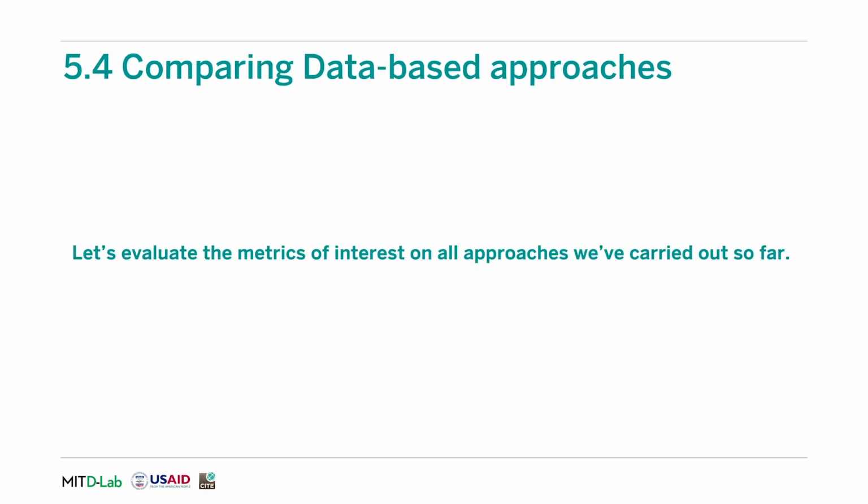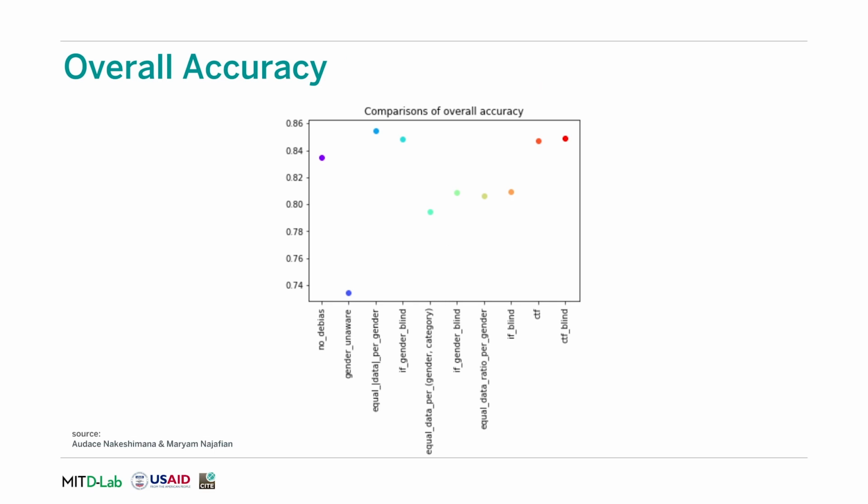So let's compare all the metrics of interest on all the approaches that we've carried out so far. By looking at the metric of overall accuracy, you can see that some techniques like equal number of data points per gender or counterfactual augmentation lead to higher degrees of accuracy. But some techniques like gender unawareness do not always guarantee higher accuracy.